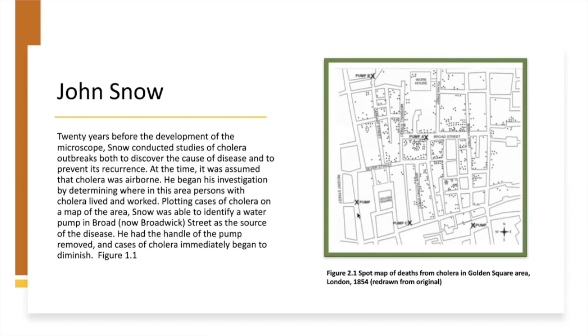Plotting cases of cholera on a map of the area, Snow was able to identify a water pump on what is now Broadwick Street as the source of the disease. He had the handle of the pump removed, and cases of cholera immediately began to diminish. The map on the right spots the deaths from cholera in the Golden Square area in 1854. This is a redrawing.